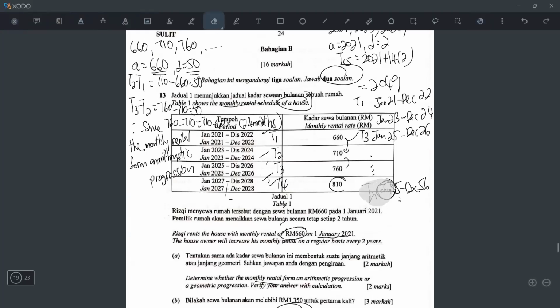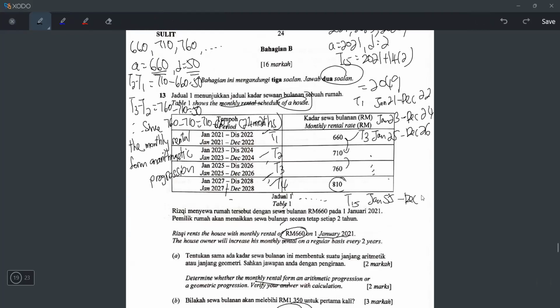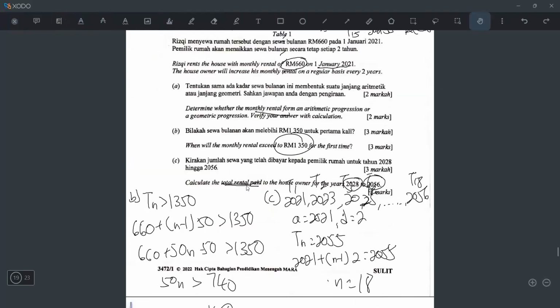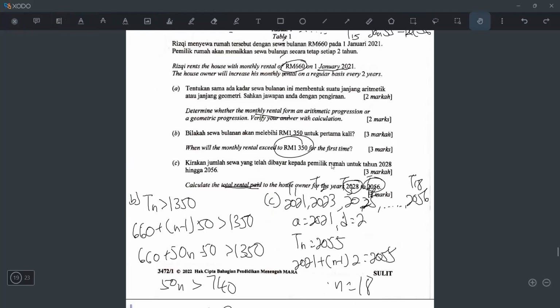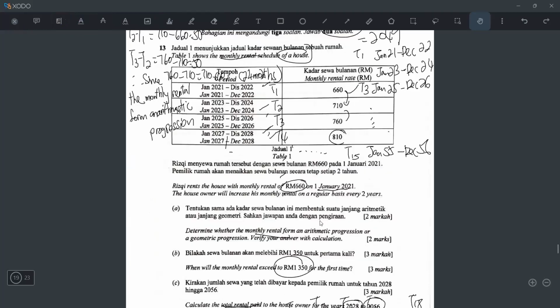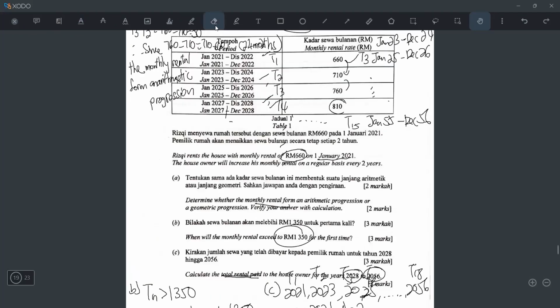It will be January. So if I keep going, it will be until T15, then it will be January 2055 until December 2056, right? And he stays until 2056, right? Can you see? Calculate total rent period, stay until December 2056. It means he stays until T18. I read 15, sorry. So until T18.